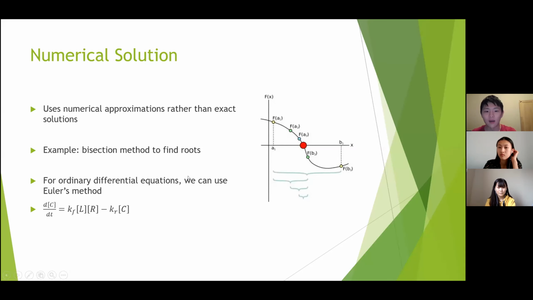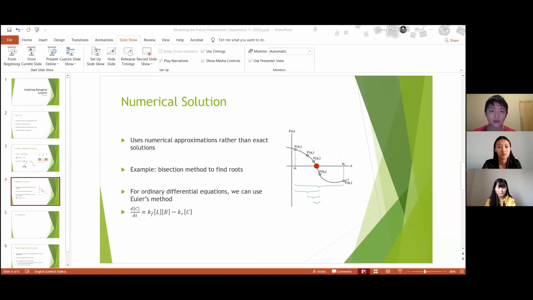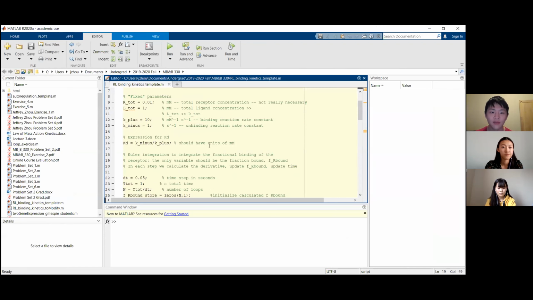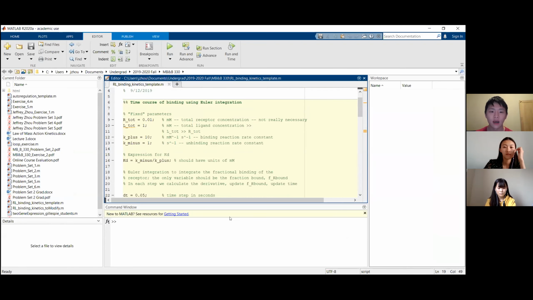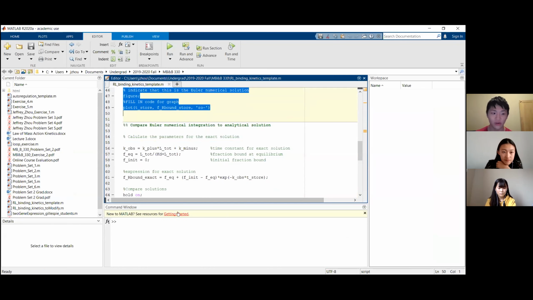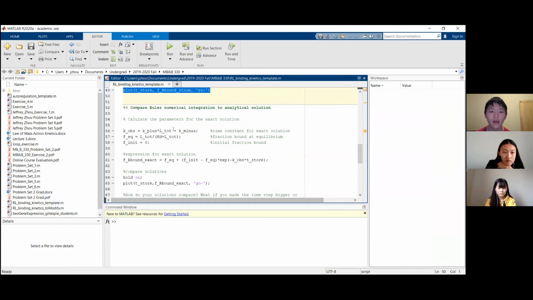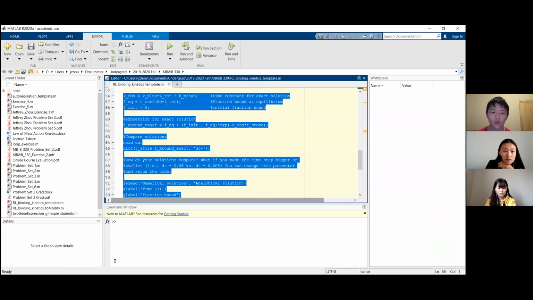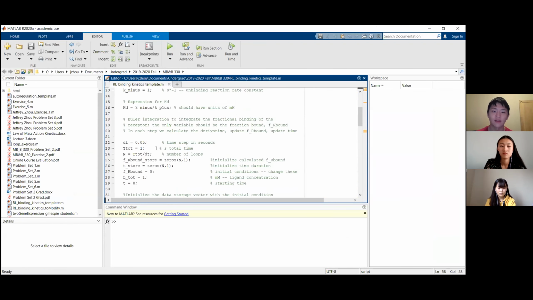Okay, so now I'm going to show you some code that actually puts this into practice. Basically what I did here was this first section is all about using Euler integration, which is that numerical method I just talked about. Whereas for here, I just plotted the equation solution from the slide before. Let's just take a look at how they compare in practice.